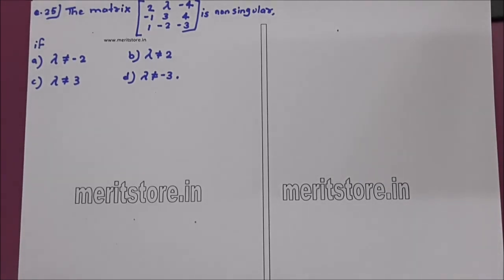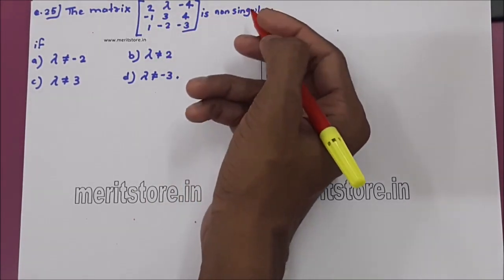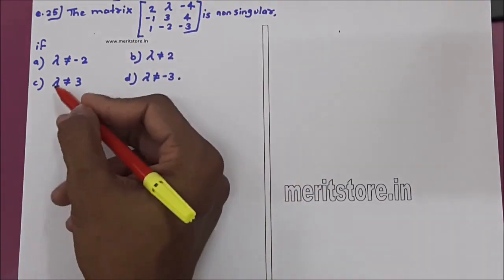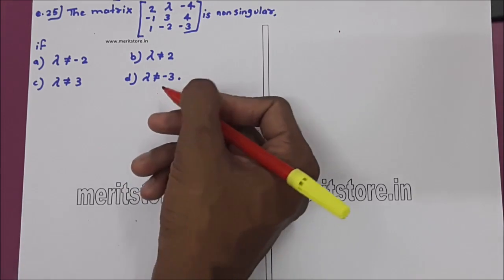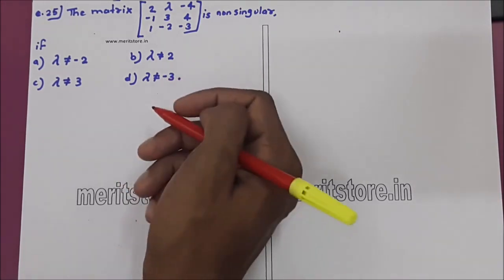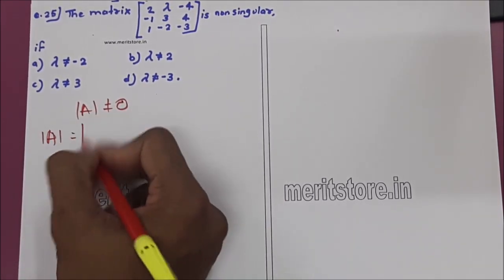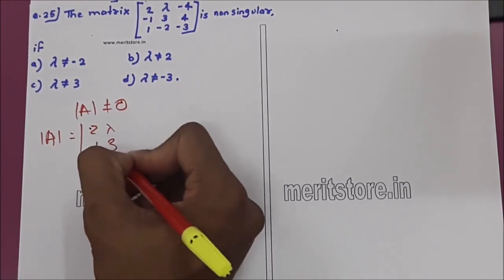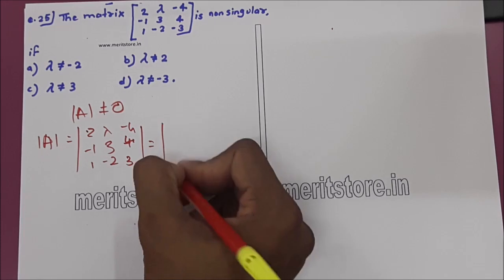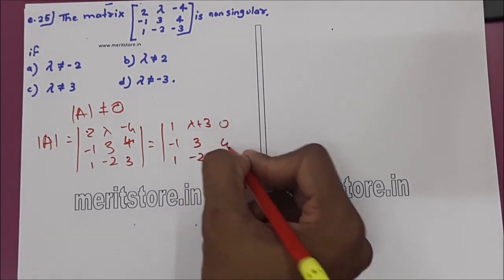Question 25. The 3 by 3 matrix, that is 2 lambda minus 4, minus 1 3 and 4, 1 minus 2 and minus 3 is non-singular if A lambda not equal to minus 2, B lambda equal to 2, C lambda is not equal to 3, D lambda not equal to minus 3. We solve the matrix. We know that the matrix A is non-singular, therefore the determinant is not equal to 0. So determinant of A is equal to the determinant of 2 minus 1 1, lambda 3 minus 2, minus 4 minus 4 3.